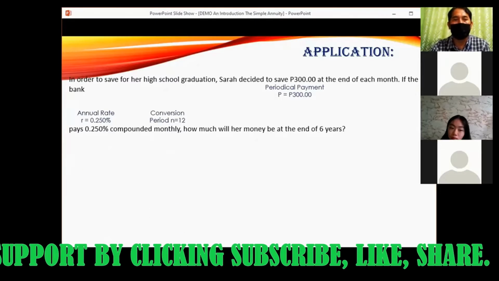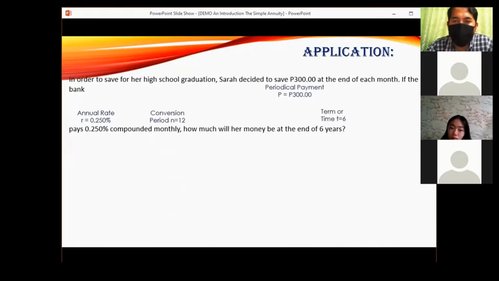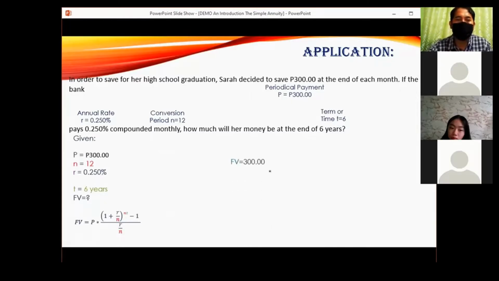N is equal to 12. And of course, gaano kahaba ang savings niya? 6 years. Ayan, 6 years. Okay? To solve for the problem, the same kanina. Ayan. You just replace yung working equation natin. Before I will proceed, nakukuha ba yung pag-substitute doon sa working equation? Okay? Would you mind to make thumbs up pagka nasusundan?